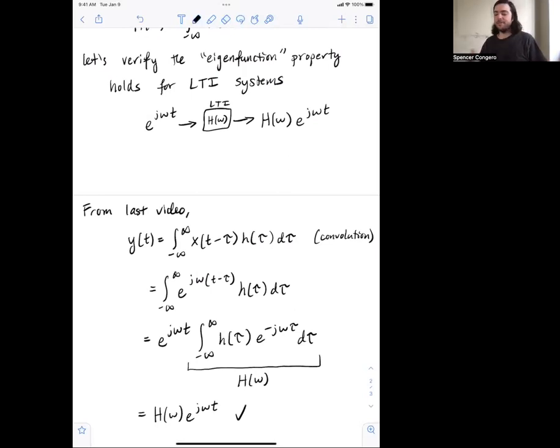And so now everything we've done so far about getting outputs to certain inputs, when the input is a Fourier series or a Fourier transform, it all makes a lot more sense now.